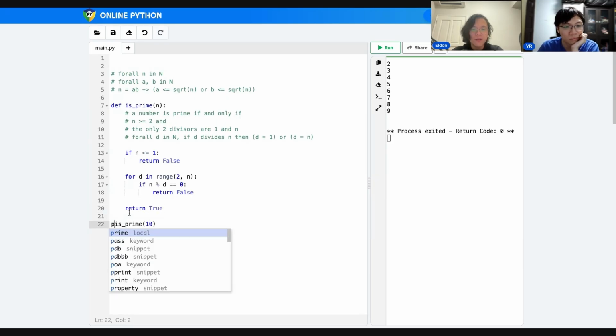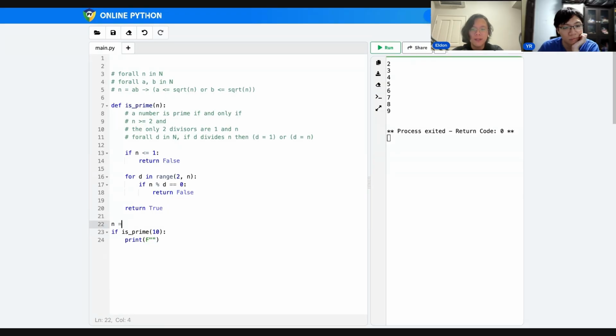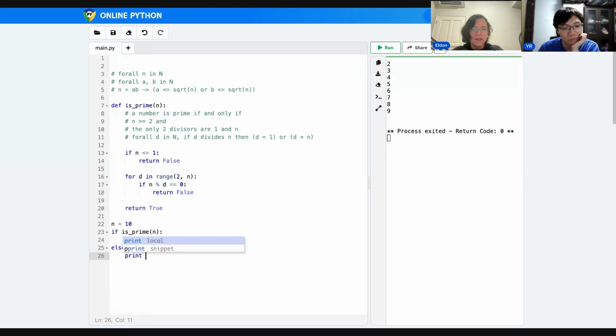So I'm just going to print out the result. If is_prime, we'll print out prime. We can use an f-string, right? So I'll put n equals 10. We'll test number n and use an f-string and say n is prime. Otherwise, we will say n is not prime.